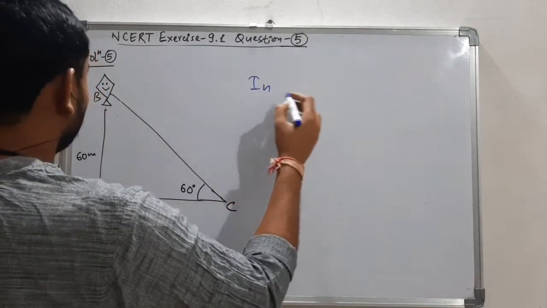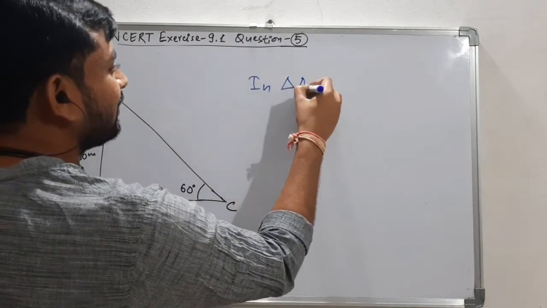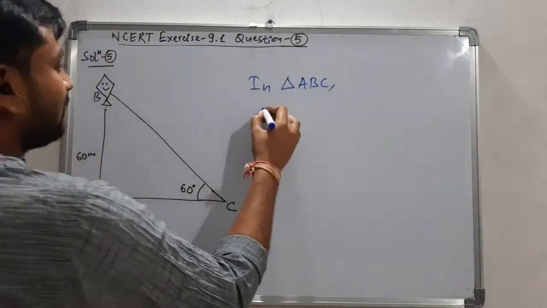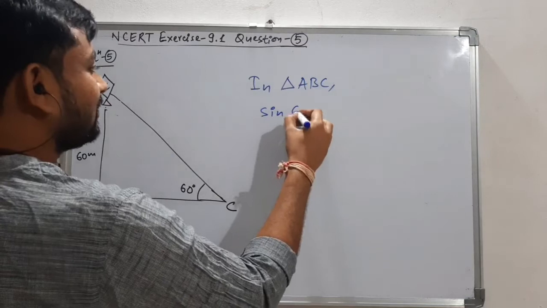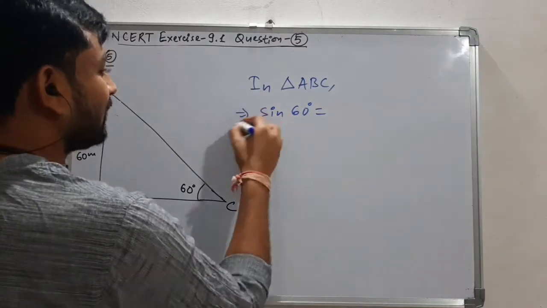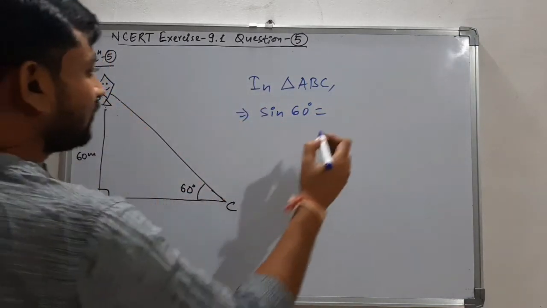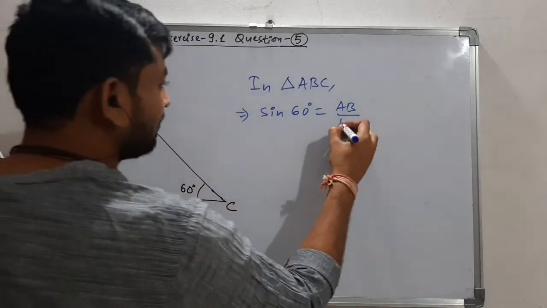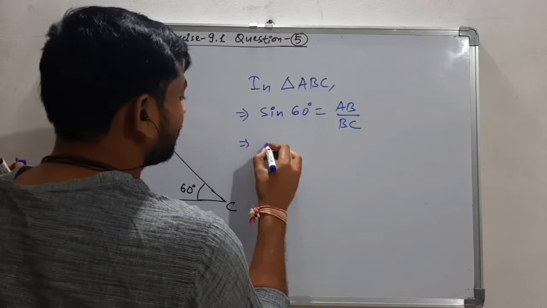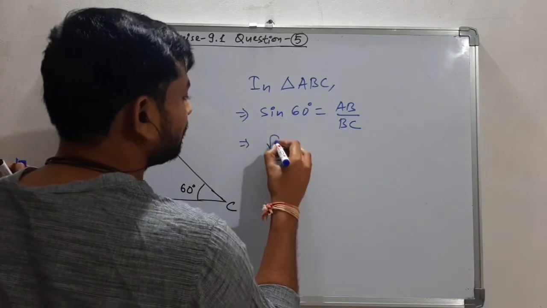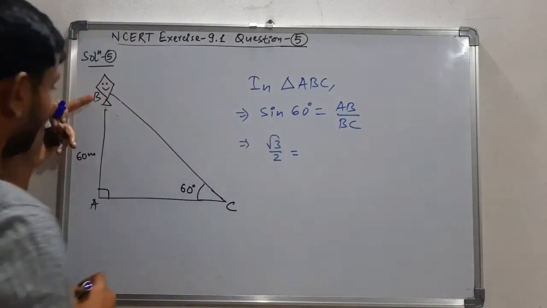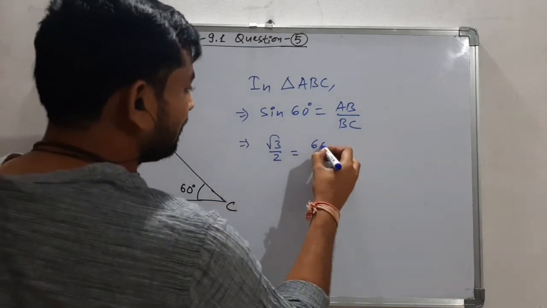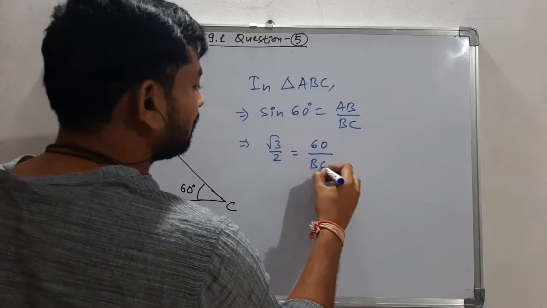So here I am writing in triangle ABC, which is right angle at A. The perpendicular here is AB, so we can write sine 60. The theta here is 60 degree. So sine 60, the perpendicular, that is AB, and the hypotenuse, that is the string itself, is BC. Now the value of sine 60 is root 3 by 2, and AB is given, that is the kite is at a height of 60 meters, so this is the AB, that is 60 meters upon BC.